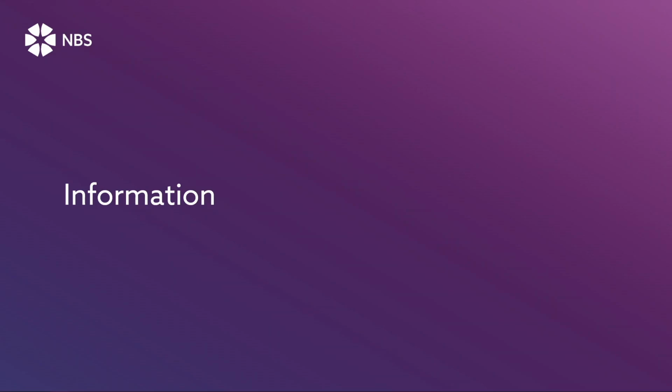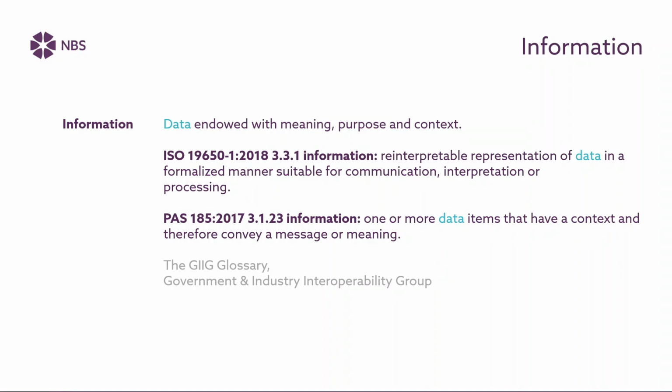So without further ado, let's start off by talking about the key principles of information. I say the words data and information interchangeably in conversation, but there is a clear distinction between the two. This is the definition by the Government and Industry Interoperability Group, or the GIG, which NBS are part of, and it refers to changing data into something that has a defined purpose and has context. The two other definitions are from ISO 19650 and PAS 185, but there is a common theme, and that's the need for well-structured information according to its intended use.